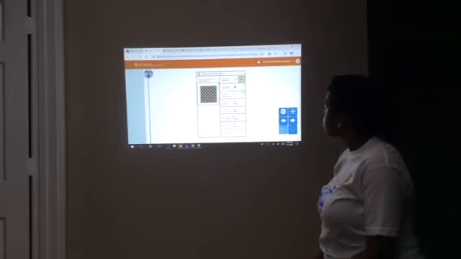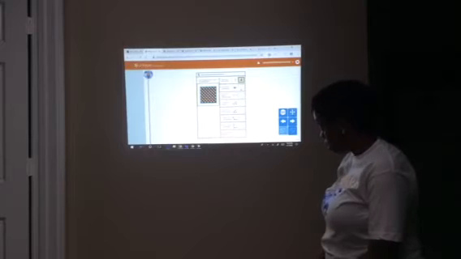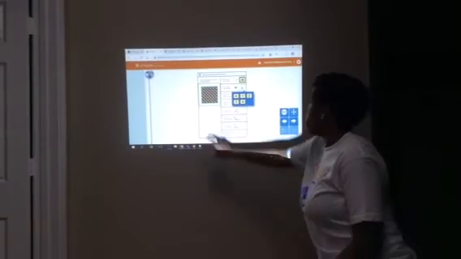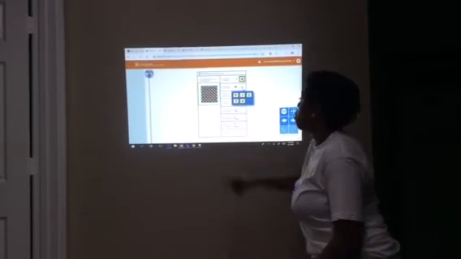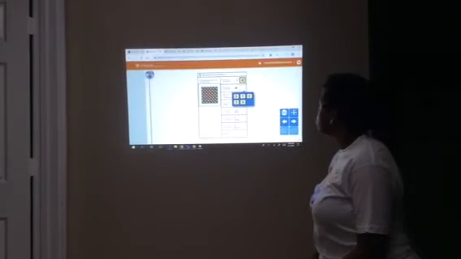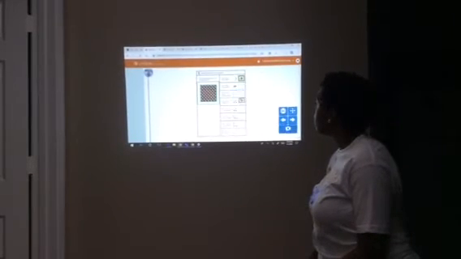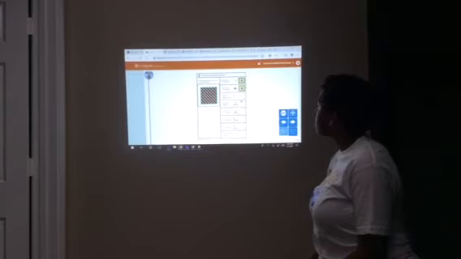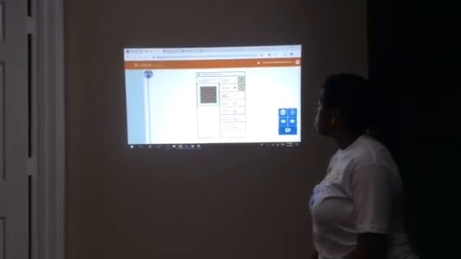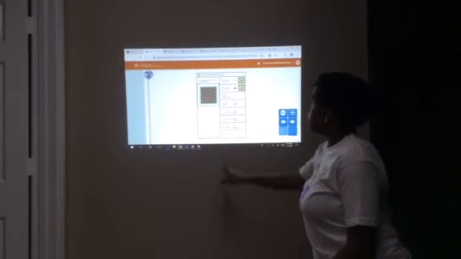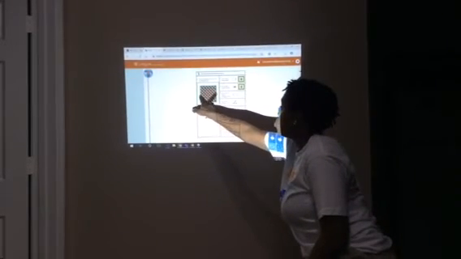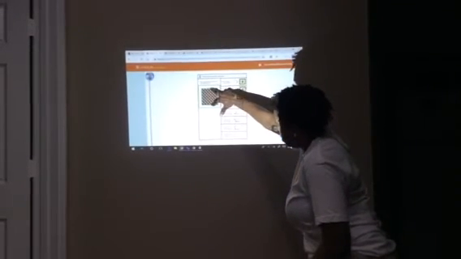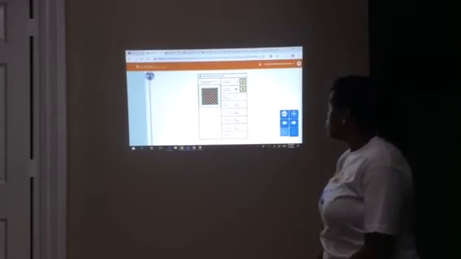How many equal sides? So are all the sides the same length? Yes. So we have 1, 2, 3, 4 sides. 4. How many sets of parallel sides? So this is a parallel side, so that's 1. Then this is a parallel side, which is 2.